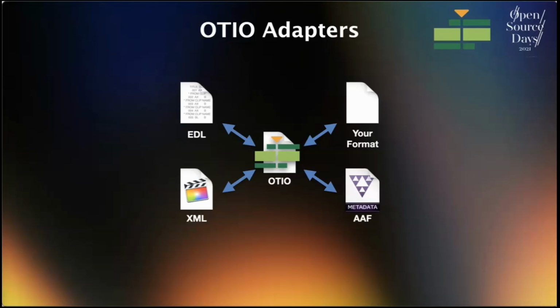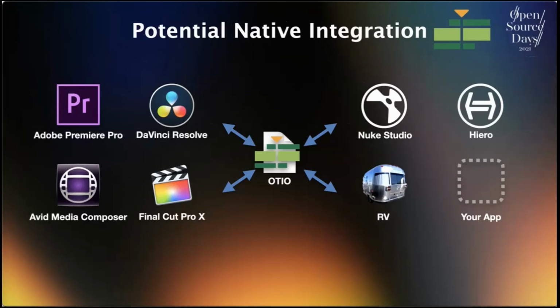OTIO includes adapters, which can convert to and from a wide variety of other formats. Since adapters are plugins, the system can be extended to support common formats in use in the industry, as well as custom playlist formats in your own workflow. By converting to and from existing formats, we can interoperate with many applications today, but as you will see later in this presentation, we are shifting towards more native support for OTIO to improve interchange.